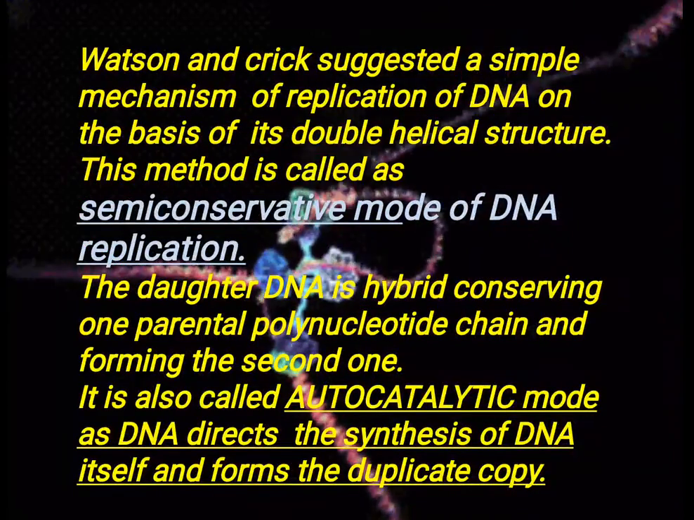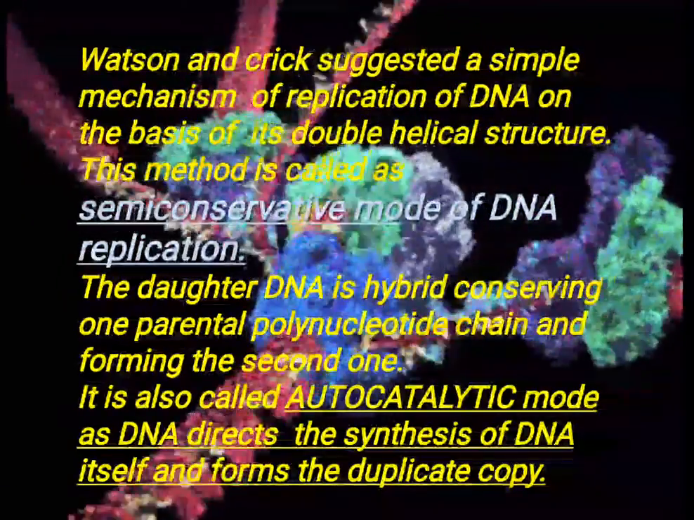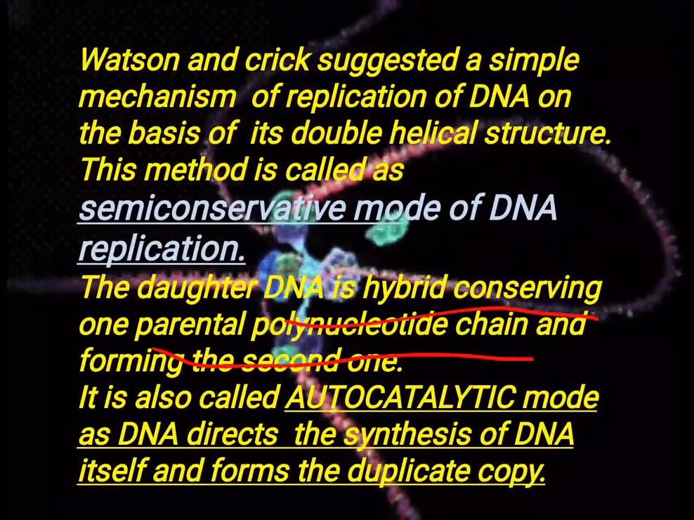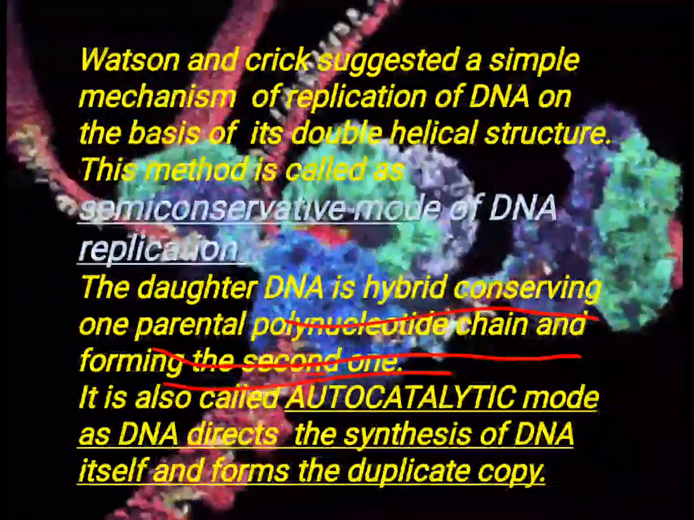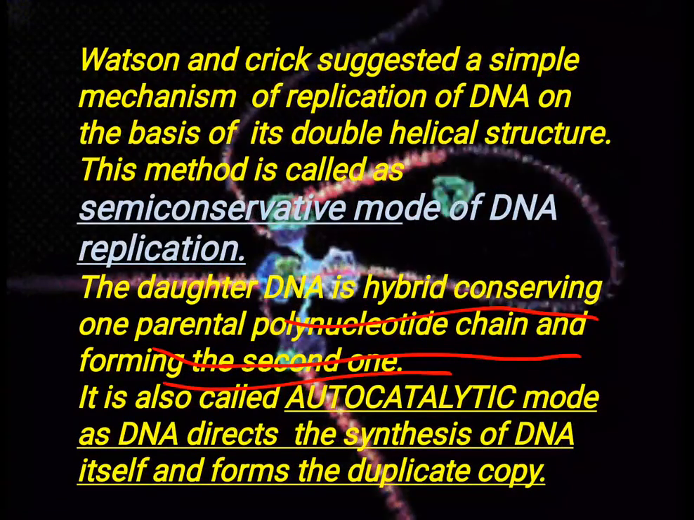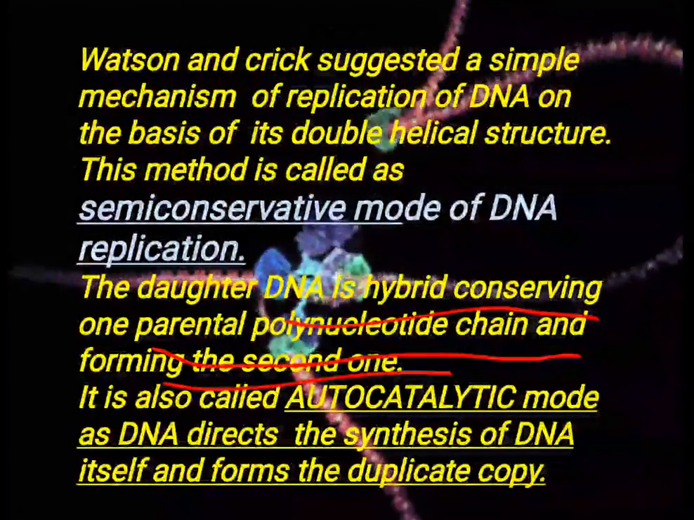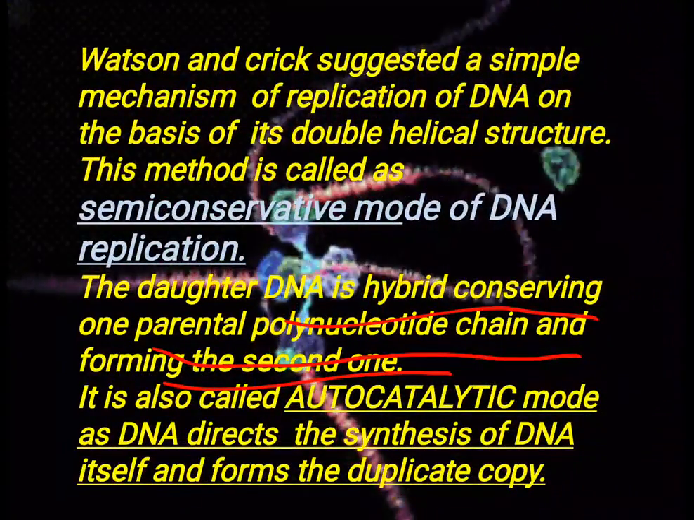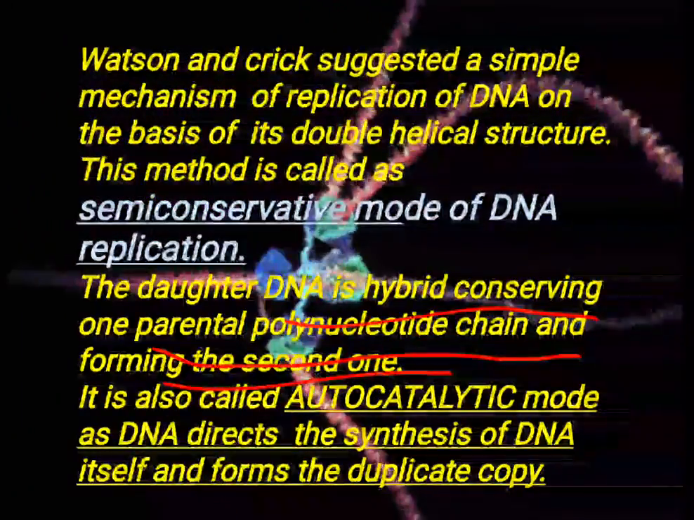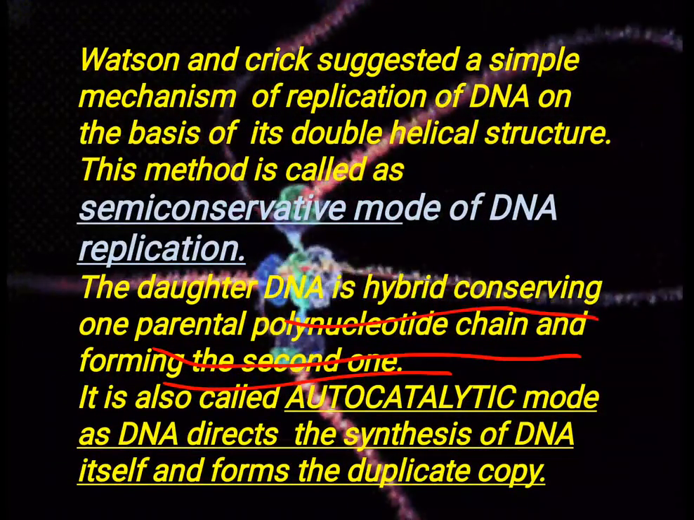Now it is called semi-conservative because of a purpose. The daughter DNA actually is a hybrid, conserving one parental polynucleotide chain and forming the second one in accordance with the information got from the first parental polynucleotide chain. That's why, because it conserves one half from the parental portion and makes one part new, this is called semi-conservative.